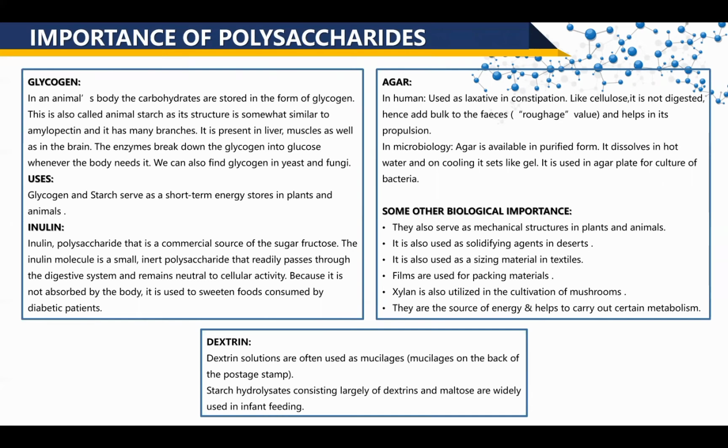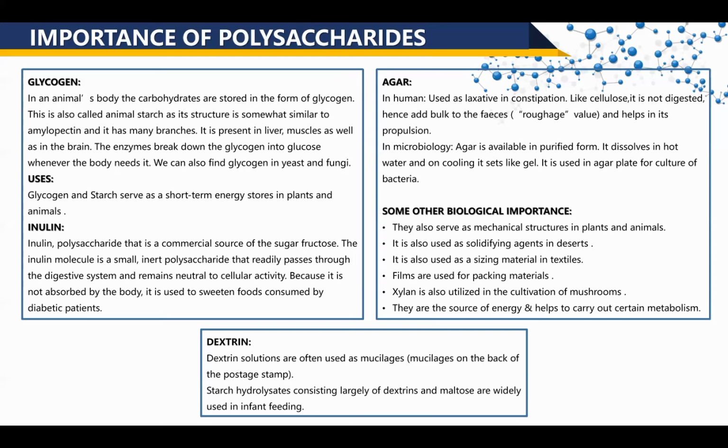Inulin. Inulin is a commercial source of the sugar fructose. The inulin molecule is a small inert polysaccharide that readily passes through the digestive system and remains neutral to cellular activity. Because it is not absorbed by the body, it is used to sweeten foods consumed by diabetic patients.